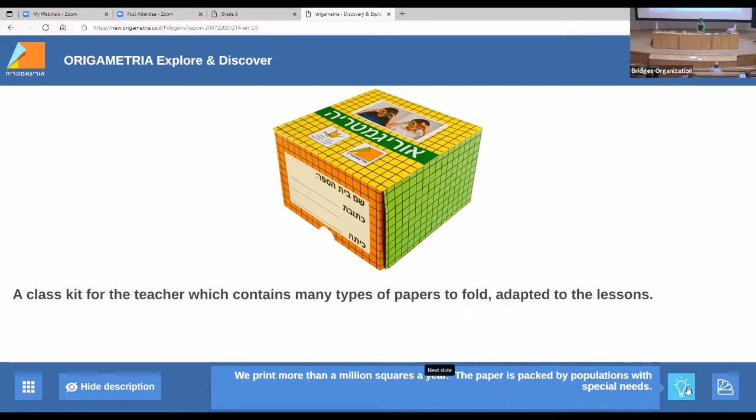Some of the paper, if I want to teach the children measuring, we have a special paper where each square is 1 centimeter, so they can learn that.